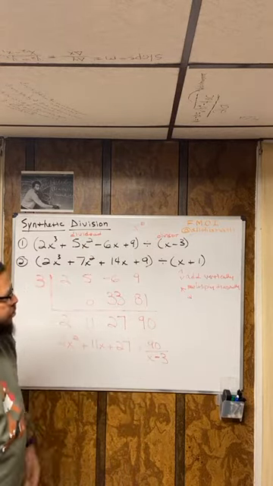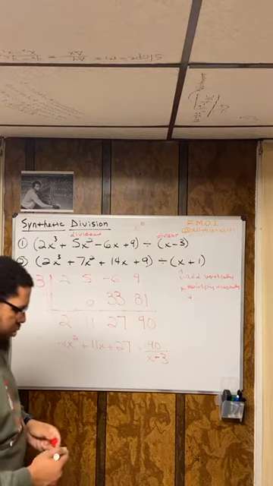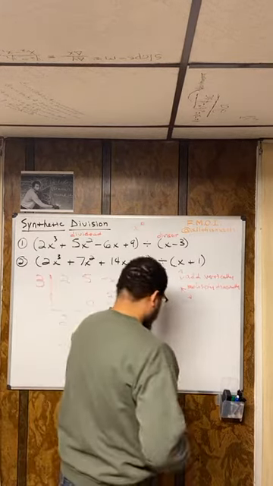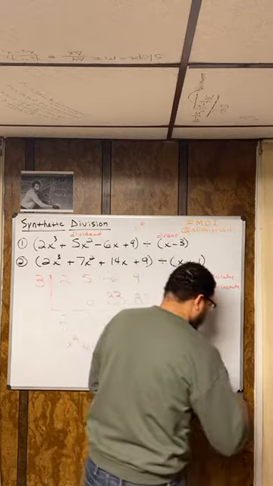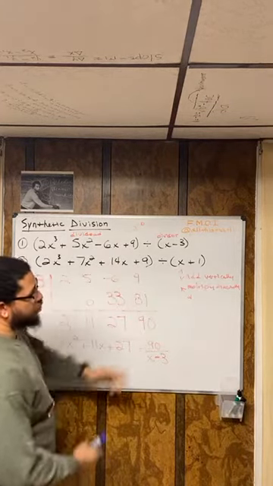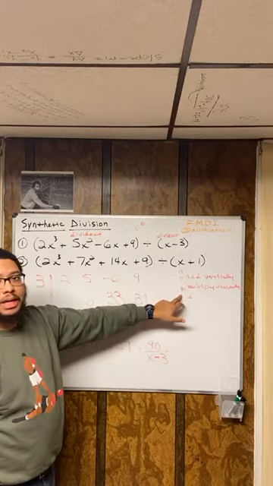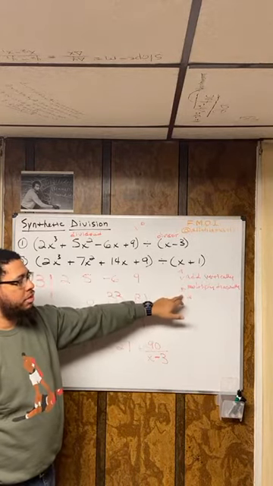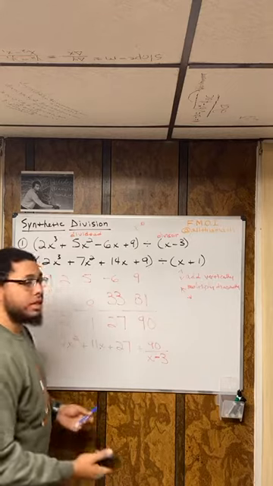All right, now let's look at number 2. And I'm going to switch my marker up because this marker is done. Let's take it to the blue. All right, now, but just remember, add vertically, multiply diagonally. That's what we do with synthetic division.